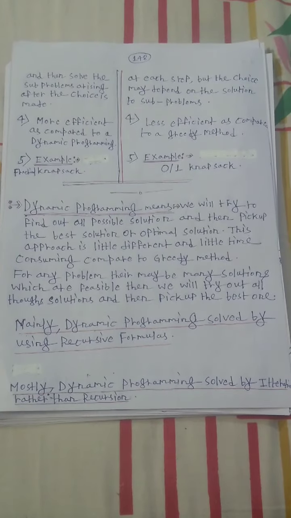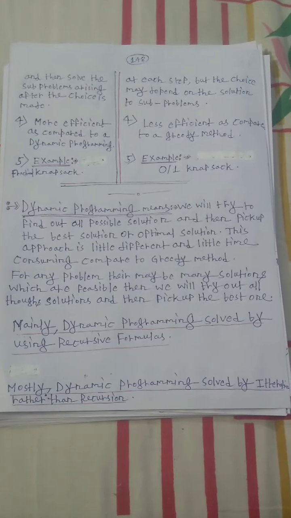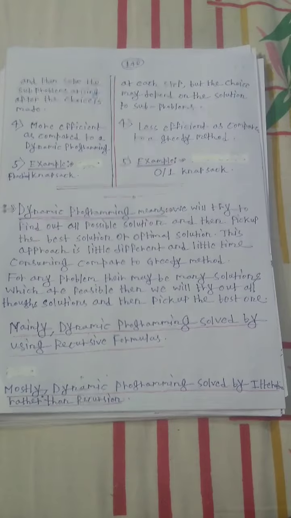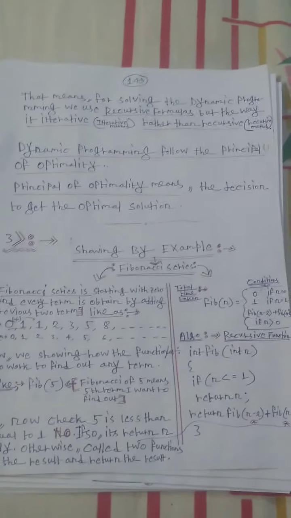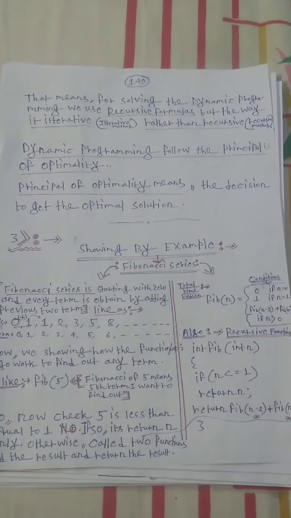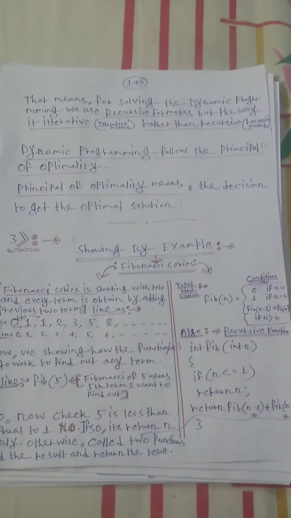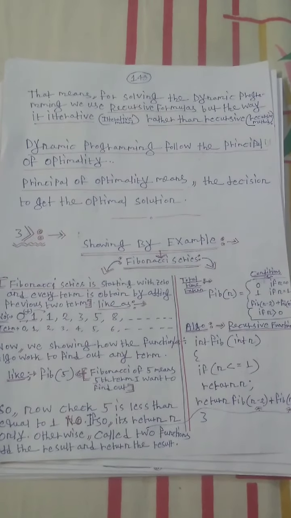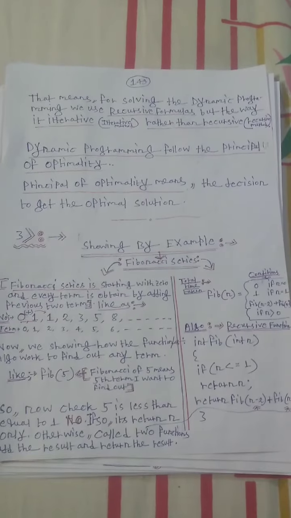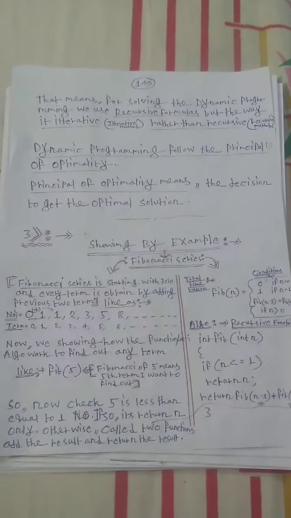Dynamic programming is mainly formulated using recursive formulas, but mostly it is solved by iteration rather than recursion. That means for solving dynamic programming we use recursive formulas, but the way of solving is the iterative method rather than the recursive method. Dynamic programming follows the principle of optimality. The principle of optimality means the decisions taken lead to the optimal solution.